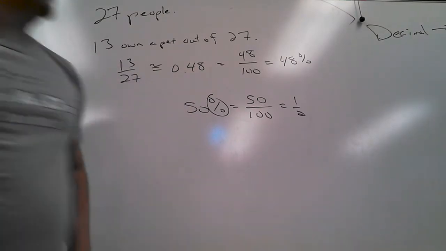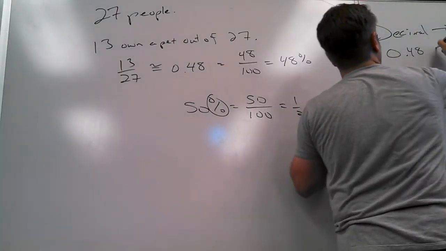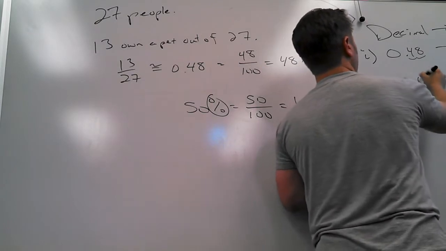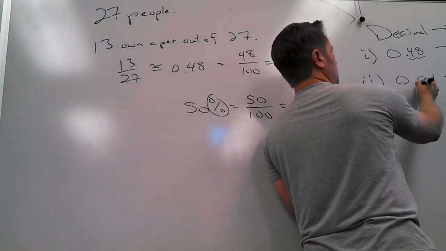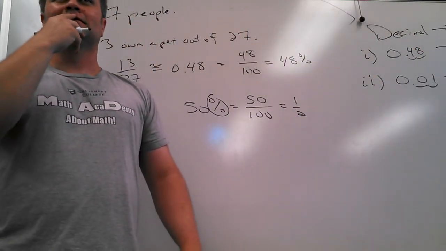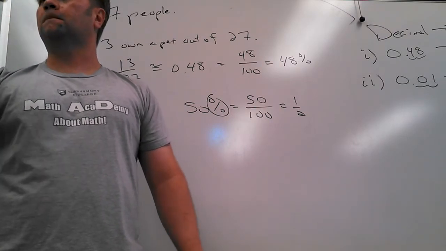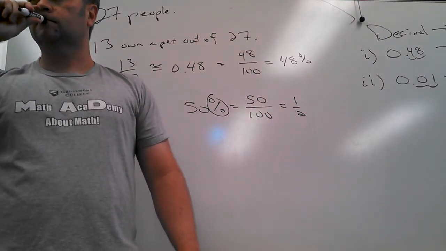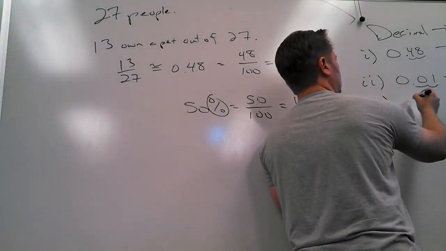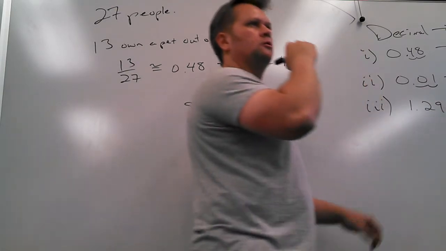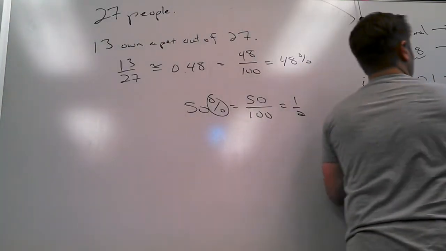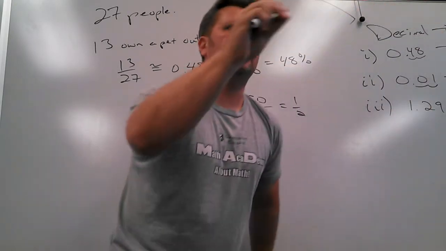I love it. So if I have 0.48, it's going to become 48%. If I have 0.01, 1%. You guys with me? Yeah. Okay, good. 1%. Okay. So if I had 1.29, that's where people start to lose faith. 129%. I love it.